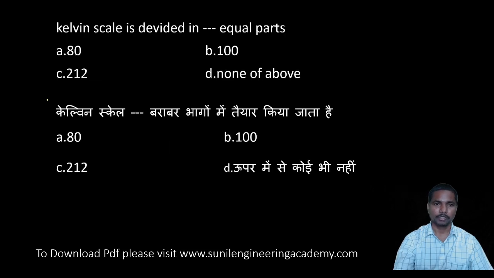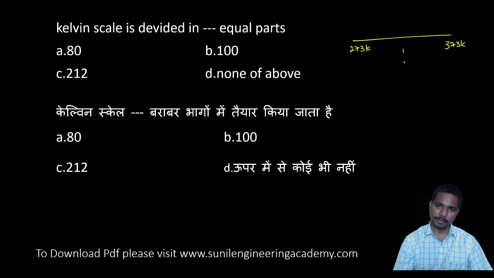SI unit of temperature, Kelvin. Okay, coming to the next one, Kelvin scale divided into equal parts. Kelvin starts from 273 Kelvin to 373 Kelvin. So how many equal parts? 100 equal parts. So the answer is option B.